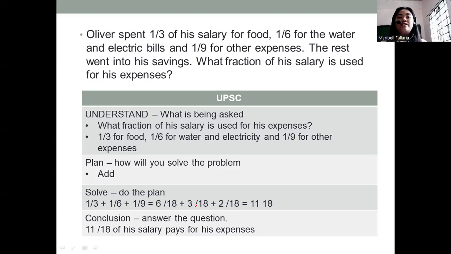So conclusion, answer the question. Okay, what is the question? What fraction of the salary is used for the expenses? So 11/18 of the salary pays for the expenses.